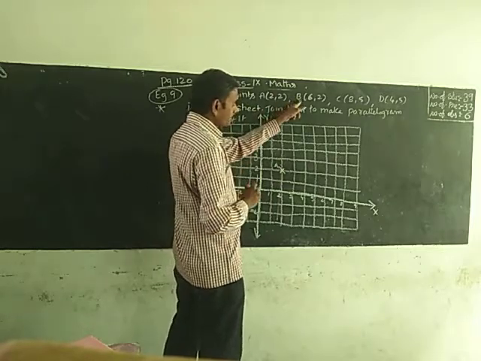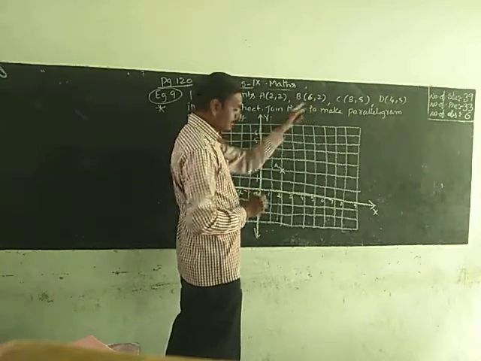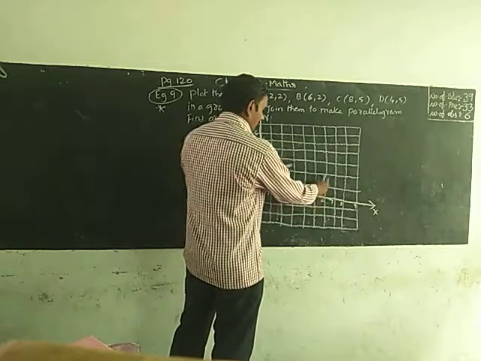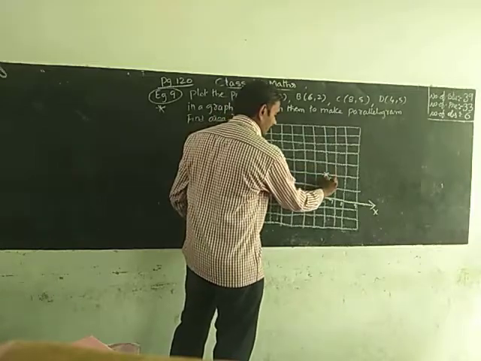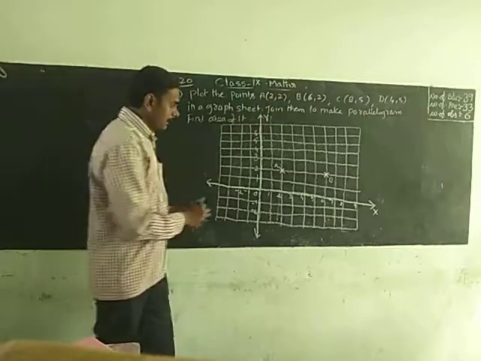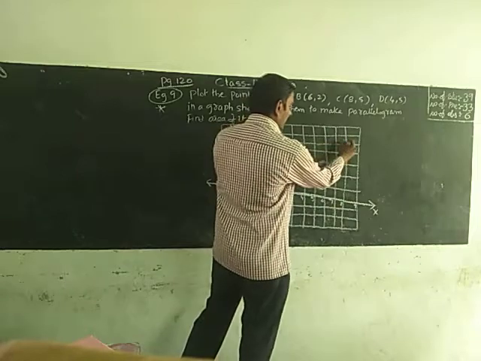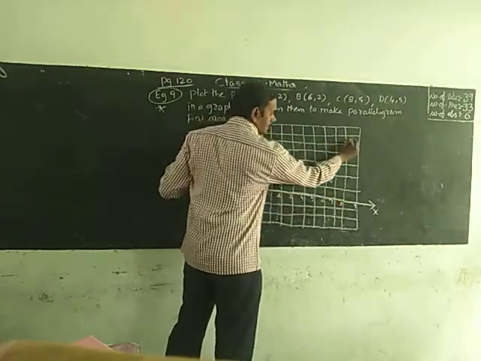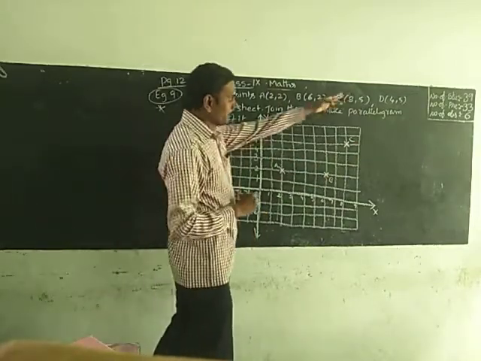Next B. B is located at 6 units on the x-axis and 2 units on the y-axis. Both are meeting at (6, 2). This is B. Next is C: (8, 5). On the x-axis 8, on the y-axis 5. Both are meeting here. This is C.